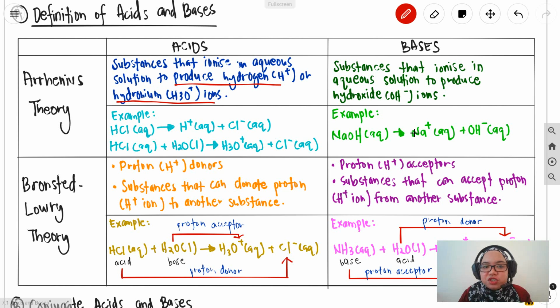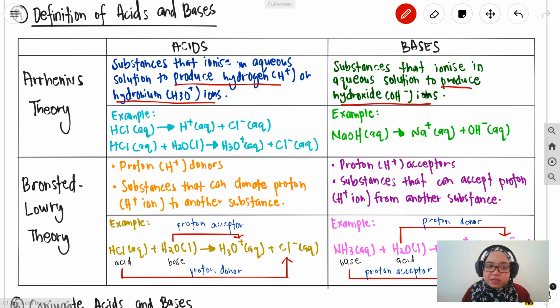So what is the definition of bases based on Arrhenius theory? So bases in Arrhenius theory is the substances that ionize in aqueous solution to produce hydroxide ions, OH minus ion. So for example, we have sodium hydroxide aqueous to form sodium ion aqueous and hydroxide ions aqueous. Okay, so these are the definition of acid and bases based on the Arrhenius theory.